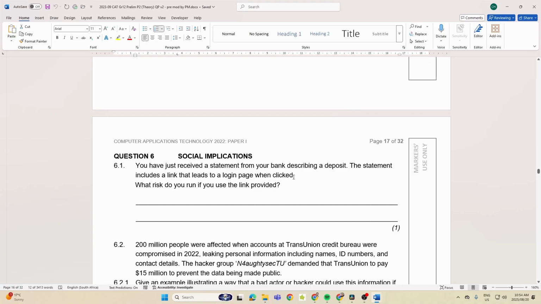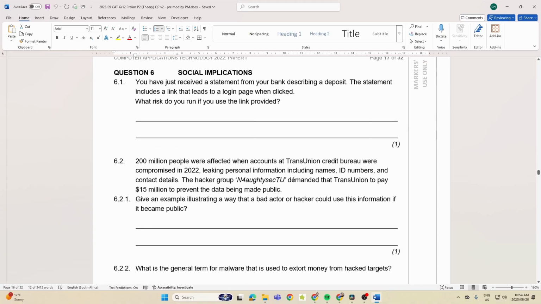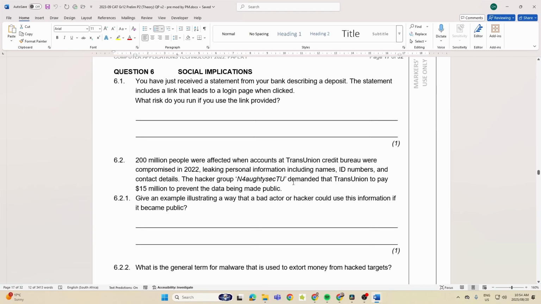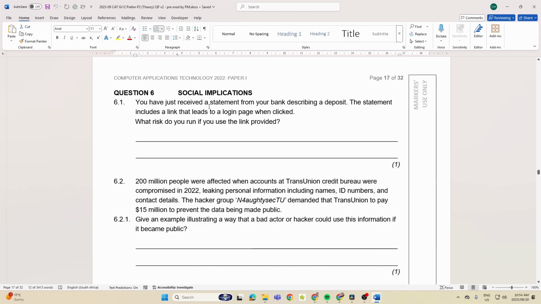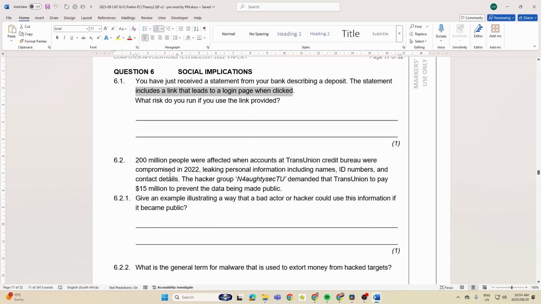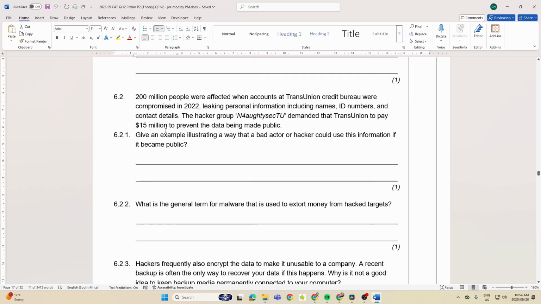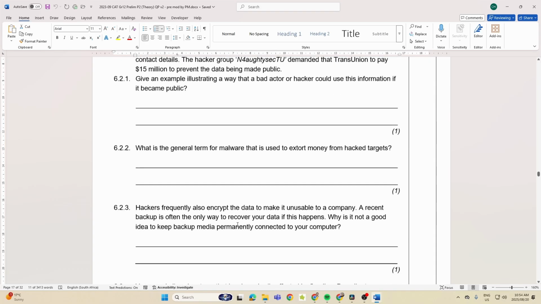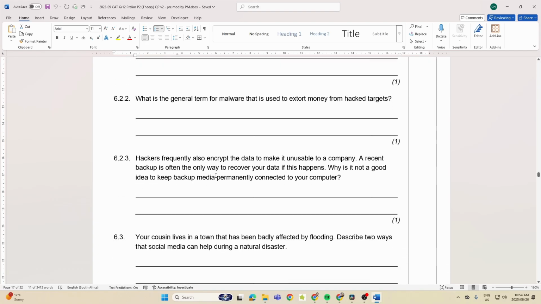Okay. Question 6, our social implications. There we've got that underway. This one's now talking about you just received a statement from a bank describing a deposit. The statement includes a link. So here we're talking about the phishing and pharming story that work together. Here's another scenario. Again, talking about different types of malware, your ransomware, etc. So there's quite a bit of that, encrypting data.